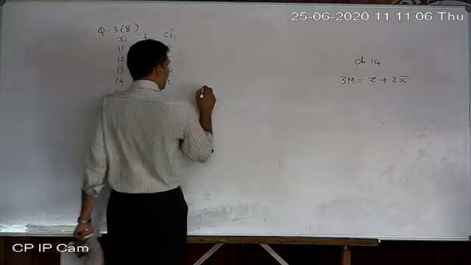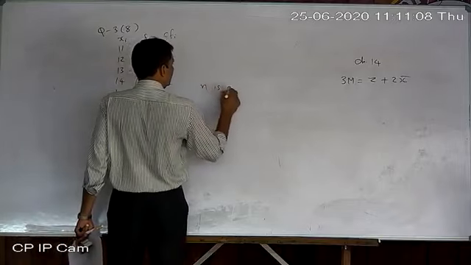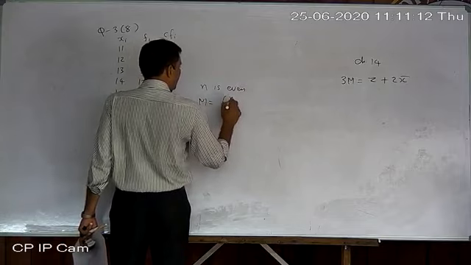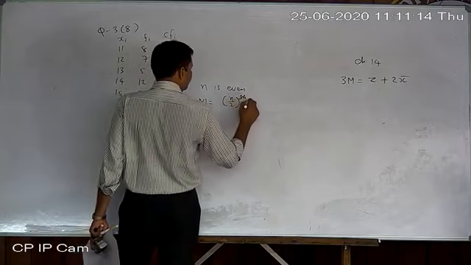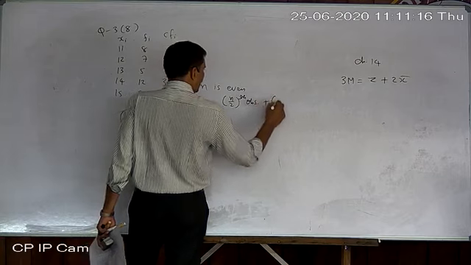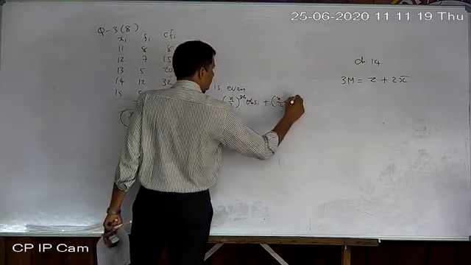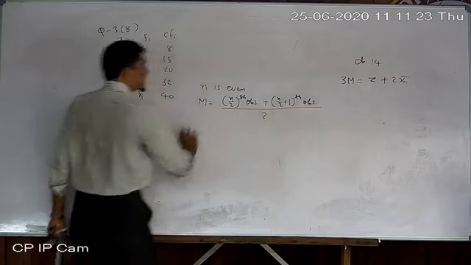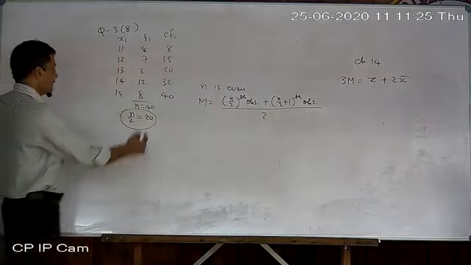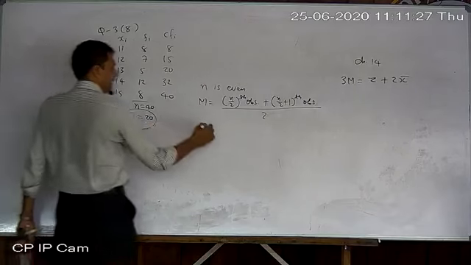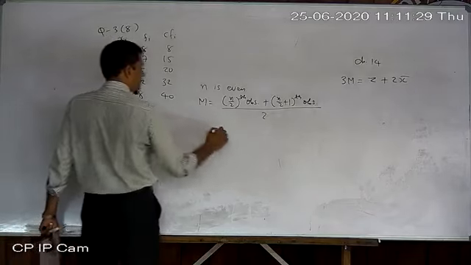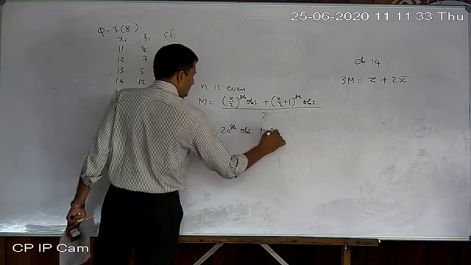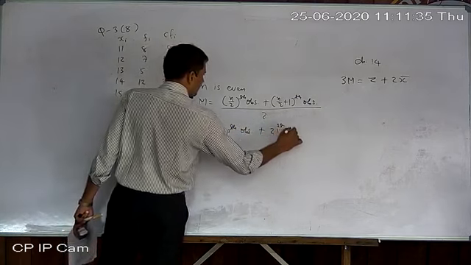Use this formula. If n is even, then median equals the n by 2 th observation plus the n by 2 plus 1 th observation, divided by 2. That is the formula. Okay. So now n is even. So n by 2 means 40 by 2, so the 20th observation, then plus 1 means the 21st observation, divided by 2.